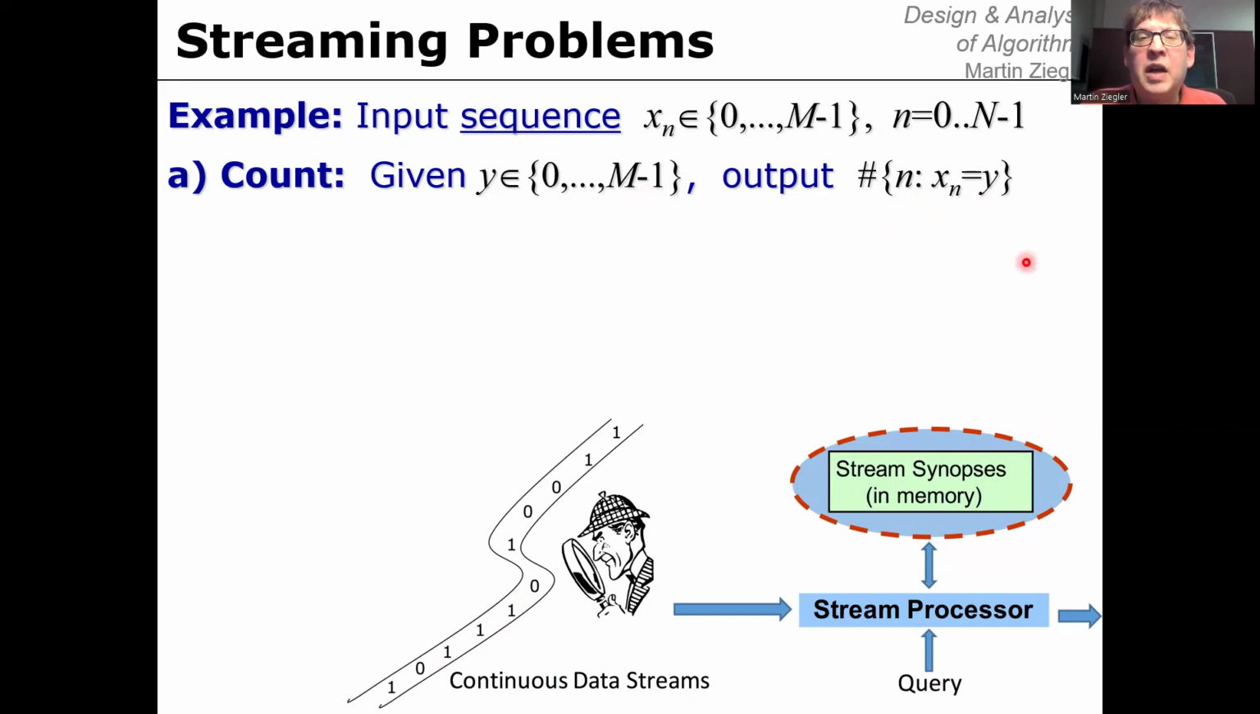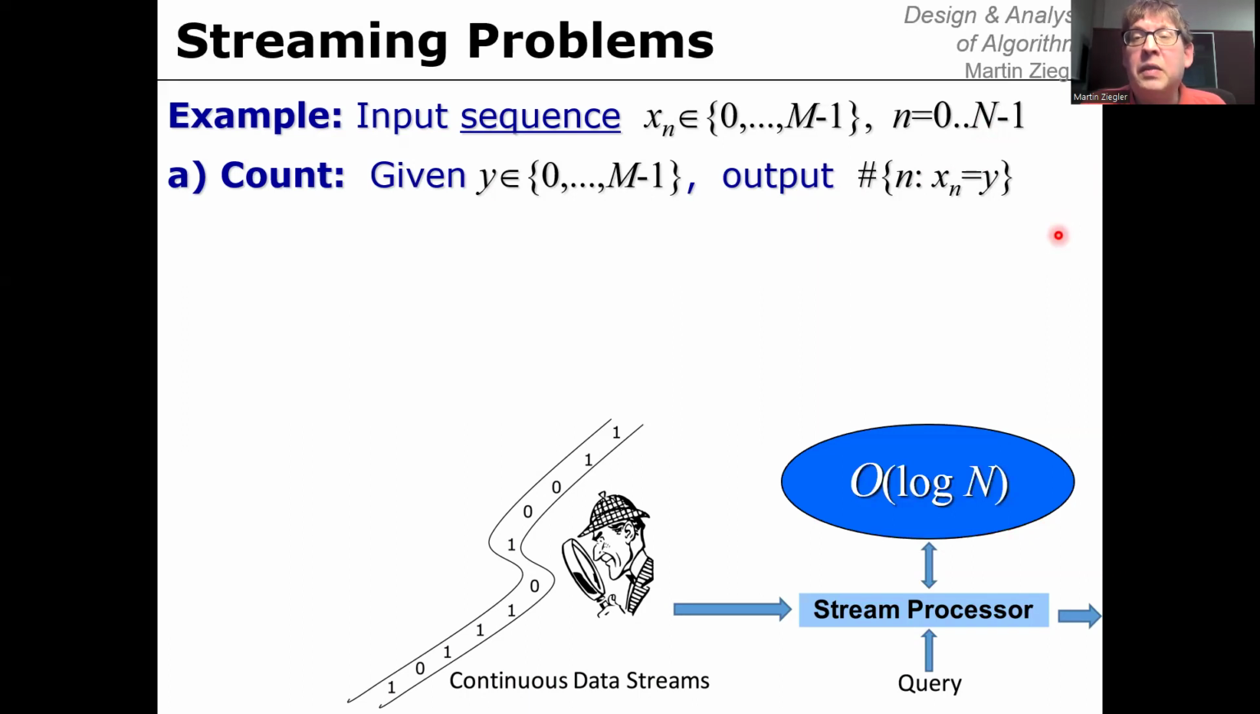Now, how large can that counter become in the worst case? The largest value of the counter arises when every entry in that sequence is equal to y. Then that counter runs up to capital N. And so in order to store that counter, log N bits suffice and are necessary. So that's already a sublinear memory algorithm for the counting problem, a streaming algorithm. Observe that for this algorithm, the stream needs to be passed only once.